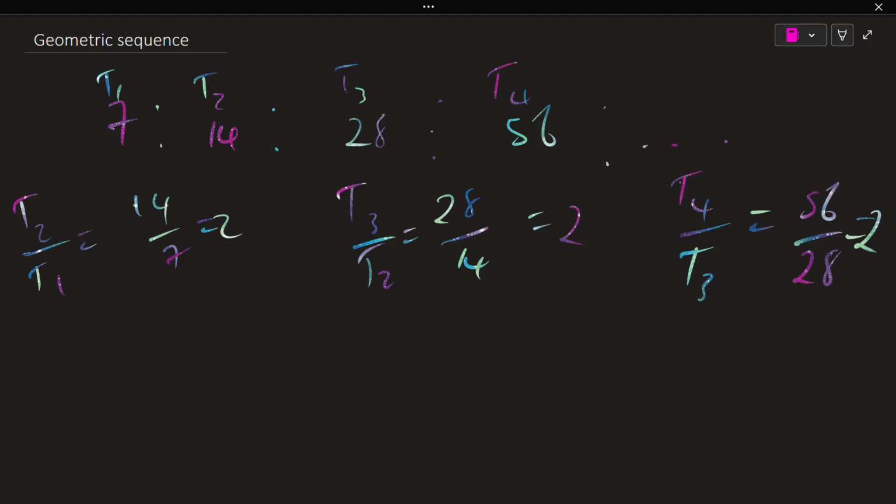Now, what happens is that to get from 7 to 14, we need to multiply by 2. To get from 14 to 28, we multiply by 2. And to get from 28 to 56, we also multiply by 2. That's why we're saying that this 2 is our common ratio.